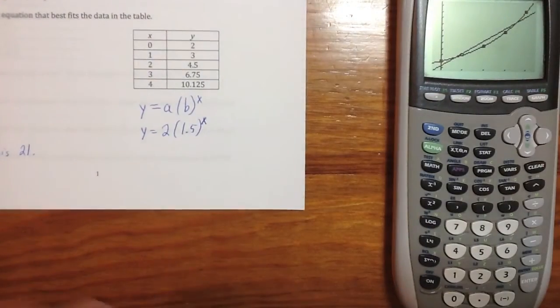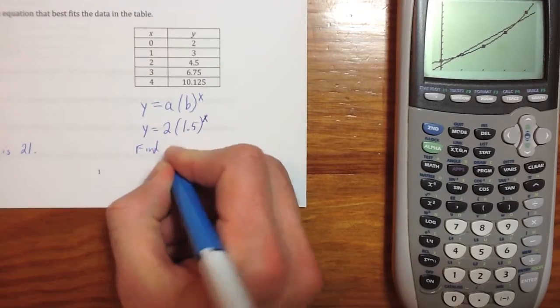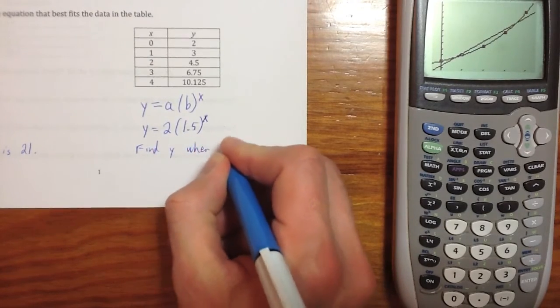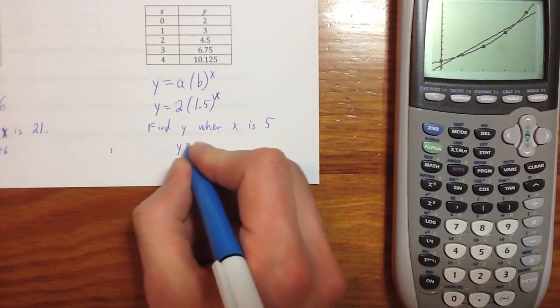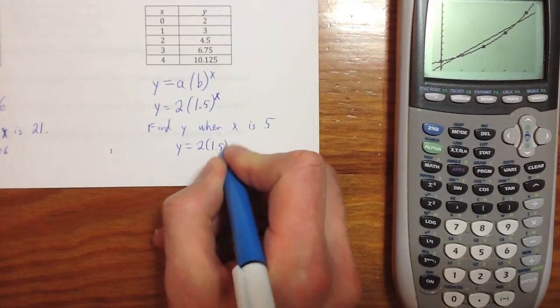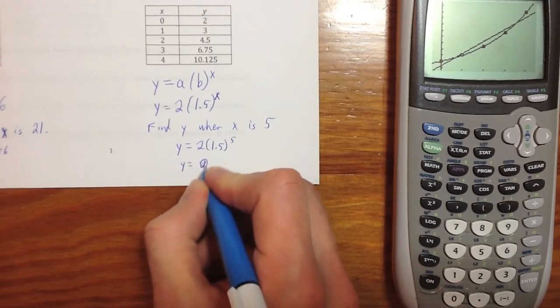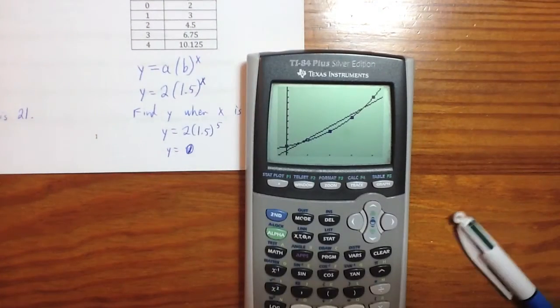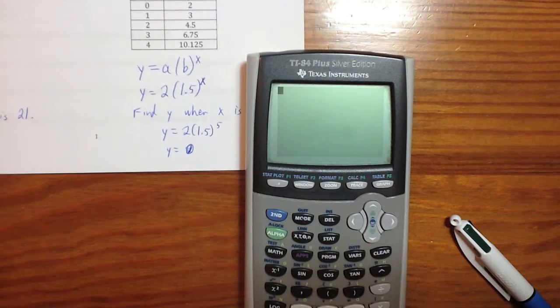Let's go back to this for a second and make up a real quick question. If it said find y when x is 5, this is really easy. All we've got to do is y equals 2 times 1.5 to the 5th. How about I just type it in? Let's quit and quit the graph. And we can just go 2 times 1.5 to the 5th.